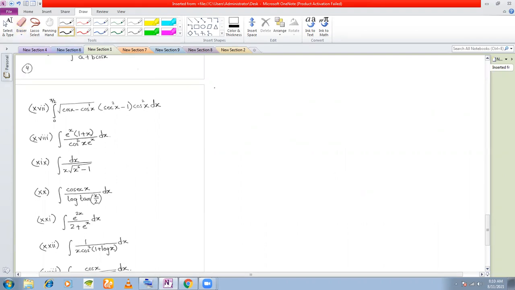Next one here is number 19. I is equal to integral dx divided by x square root x to the power of 6 minus 1. Now see here, integral dx, you have nothing in the numerator, right? So in the denominator, what you do is you write x to the power of 6 as square of x cube, minus 1.